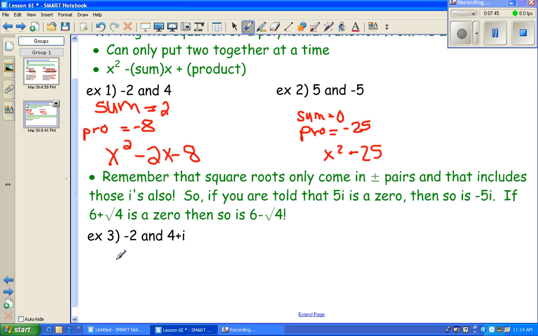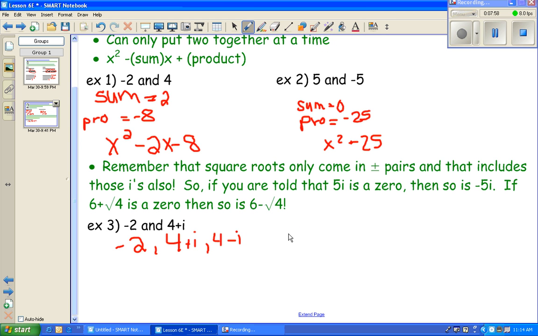Alright, so this is actually -2, 4 plus i, and 4 minus i. So you can't forget about that other guy. And so I'm just going to work with these two because I can only do 2 at a time. So I'm going to do that whole sum and product rule. So my sum here is going to be 8: 4 plus i plus 4 minus i. The i's are going to cancel out.